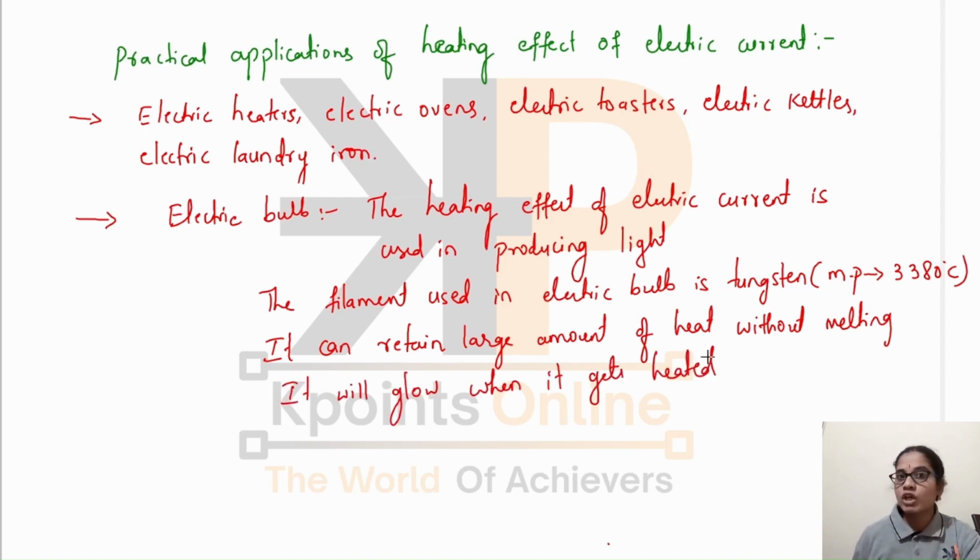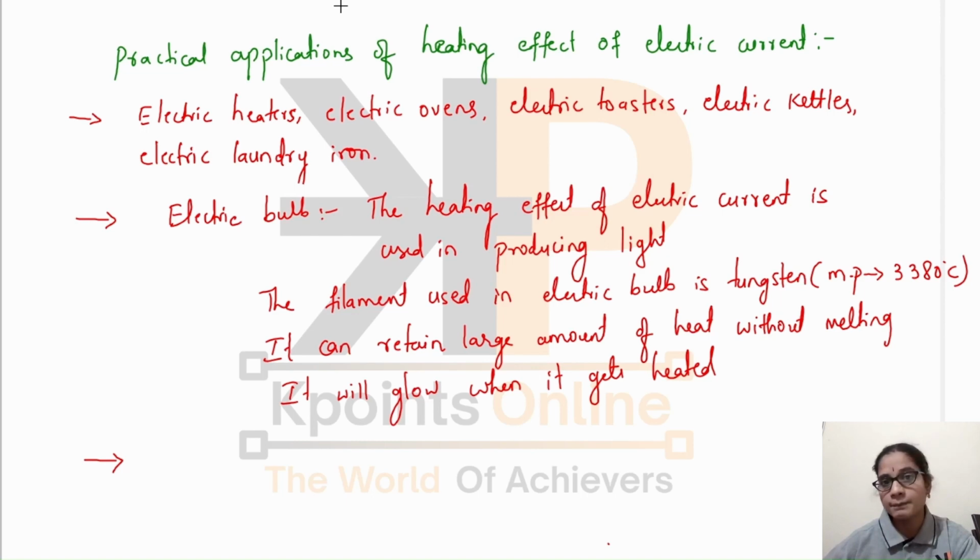So here what are we using? We are using the heating effect of electric current in producing light. What's happening here? The tungsten filament is absorbing the energy in the form of heat, and because of this heating effect it will start glowing, which we receive in the form of light. This is another practical application of heating effect.